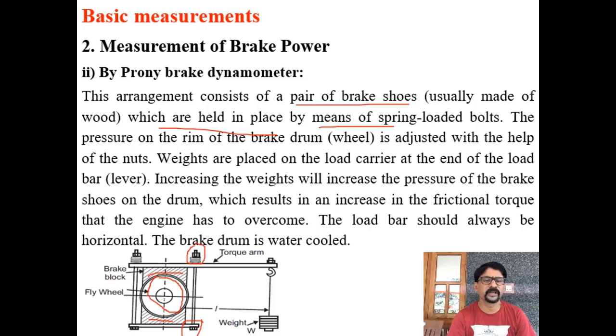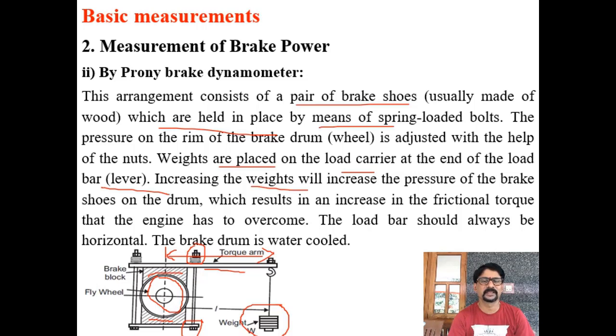The pressure on the rim of the brake drum, that is the wheel, is adjusted with the help of nuts. So the pressure is applied by using these nuts. Weights are placed on the load carrier. You can see this is the load carrier, which is at a distance of torque arm length. From the center, you should know what this torque arm length is, from here to here, because the load is applied at this point. So weights are placed on the load carrier at the end of the load bar or the lever.